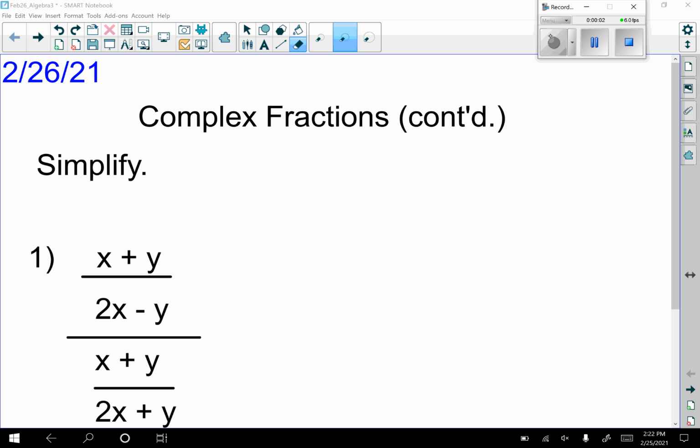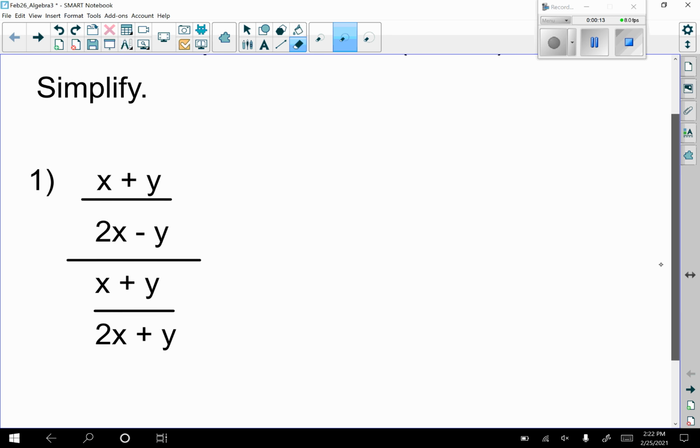Hello everyone, we are continuing with simplifying complex fractions. So in the other video I posted today, you could check your answers to yesterday's assignment, the 1 through 6. All right, so go ahead, pause the video and copy down number 1. We don't have too many examples to do today.